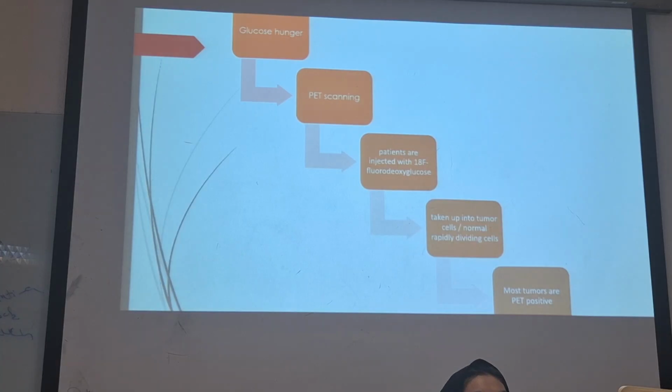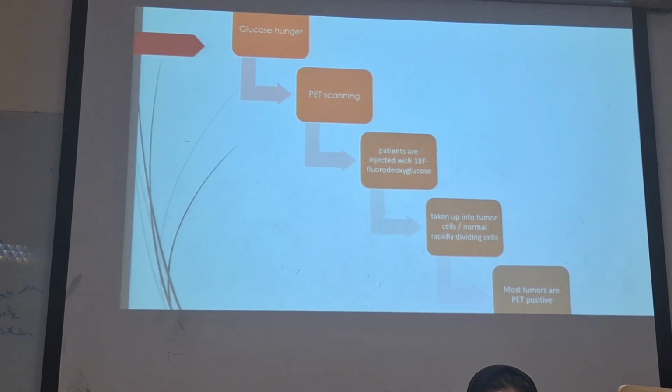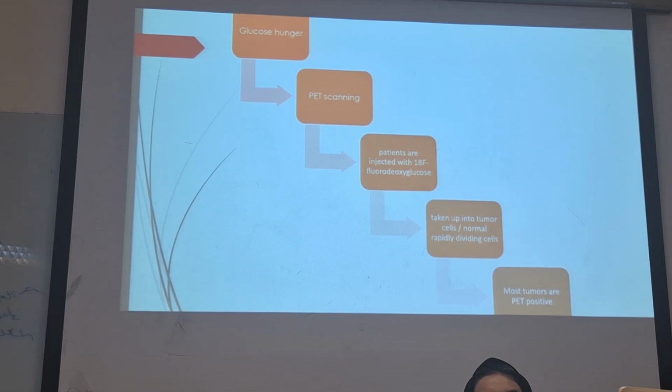You know, in PET scanning, we see some hot spots in the body. Okay, we call these spots hot. We call this area a PET positive area. Most tumors are PET positive, and also some other areas, like some lymph nodes, may be PET positive in normal situations.